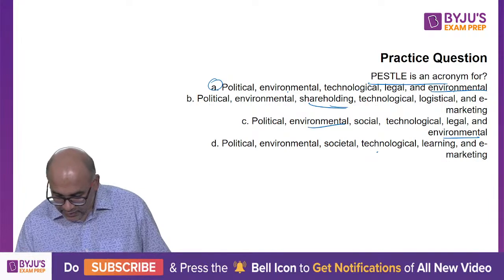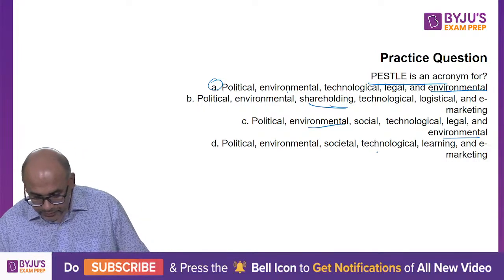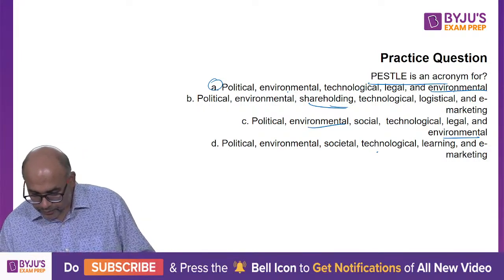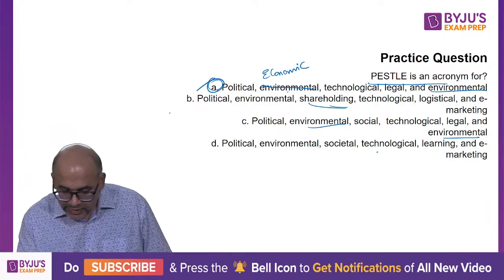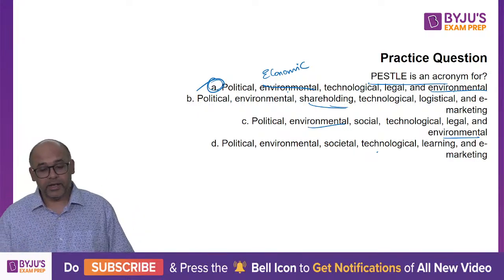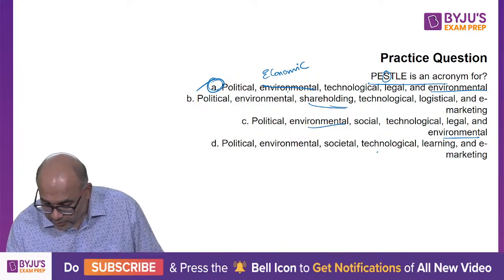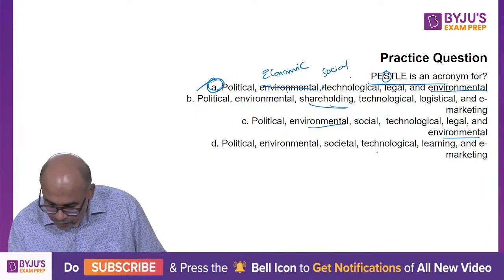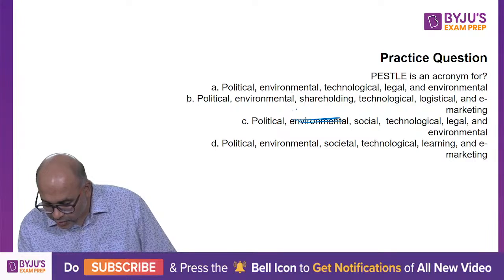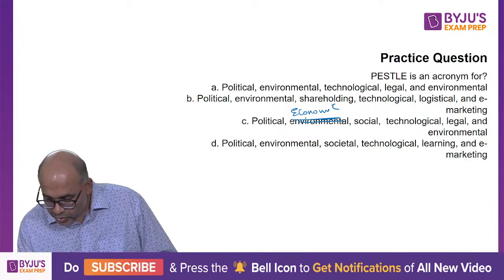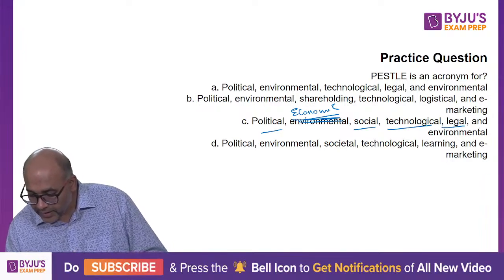Oh, I think there is an error here. It's supposed to be economic. Somewhere economic is missing. Let me correct one of them. So let's change this to economic. Then A will be the correct answer. Political, economic, technological. Then there is a social also. S is for social. Social is there already. So let's change this into economic. So political, economic, social, technological, legal and environmental.